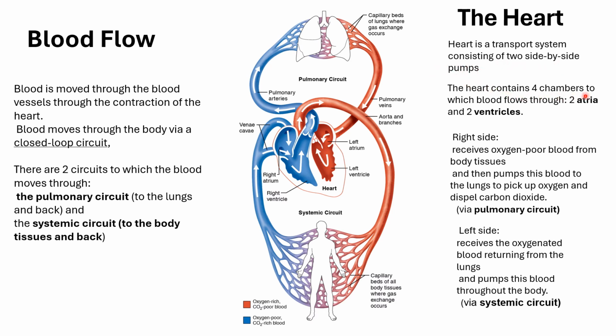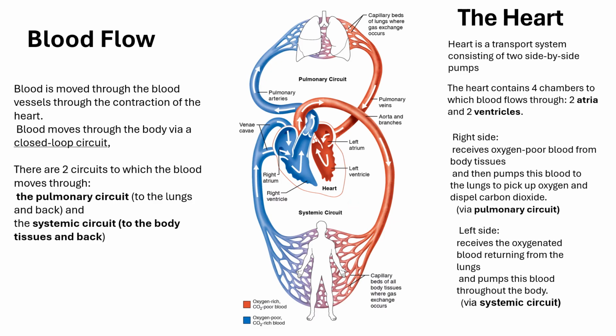The heart has four chambers. There are two atria. The upper portions are known as atria. Atria are the chambers which receive the blood. So the right side is receiving the blood from the systemic circulation. The left side is receiving the blood from the pulmonary circulation. Then we have two ventricles. The right ventricle pumps blood into the pulmonary circulation, and the left side pumps blood into the systemic circulation.